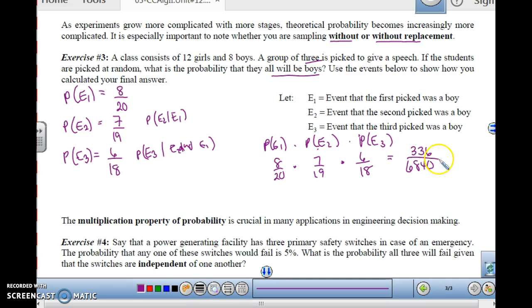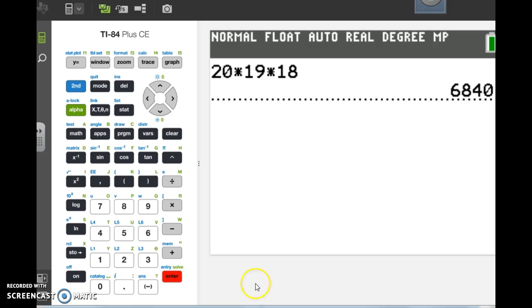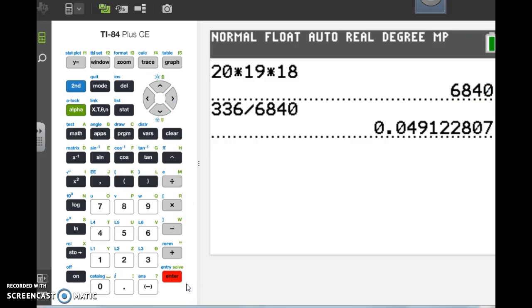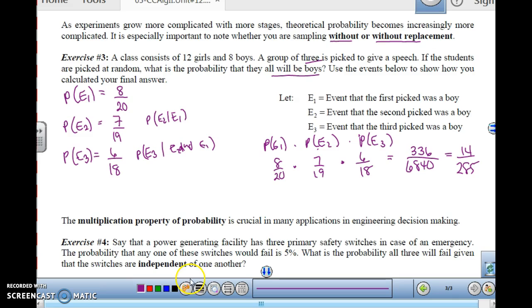Now you can leave it like that, or you can reduce it. It's 14 out of 285, or if you divide it out, 336 divided by 6840, it's about 0.049, so about 5%. So equals 0.05, or approximately 5%.